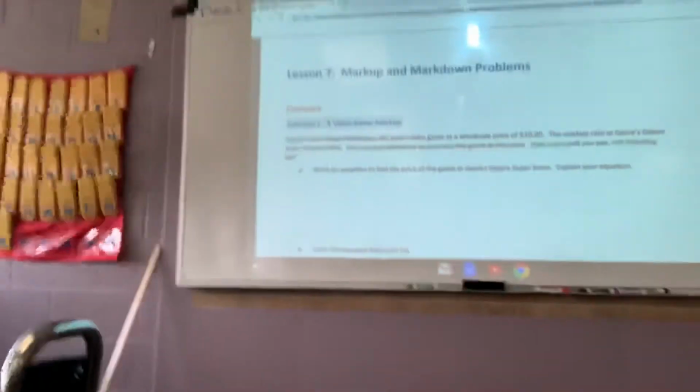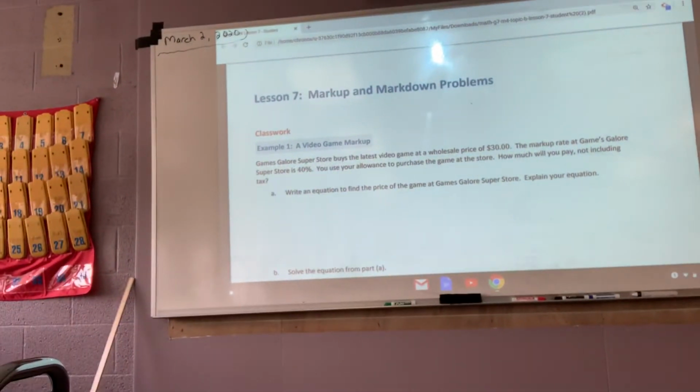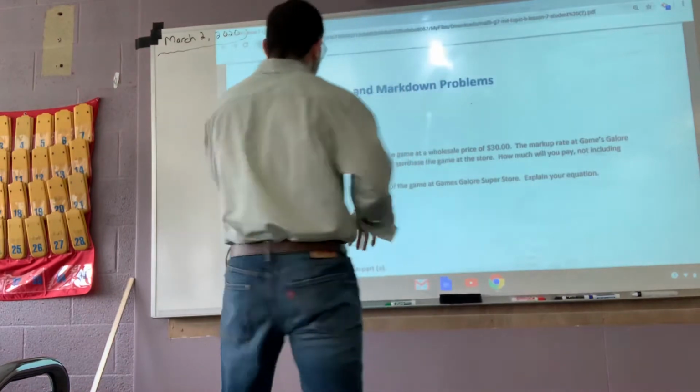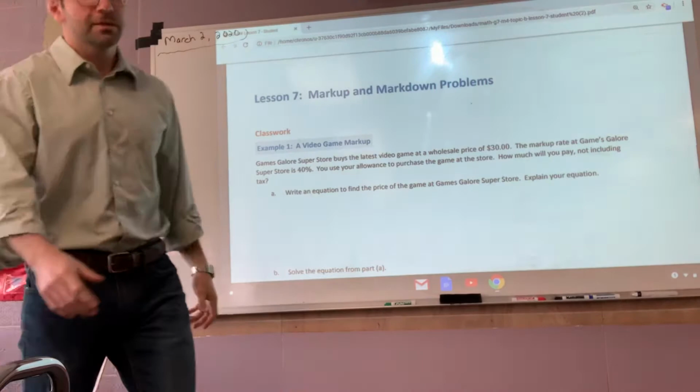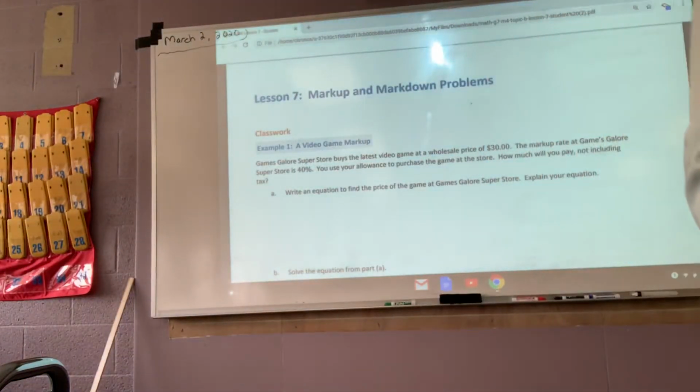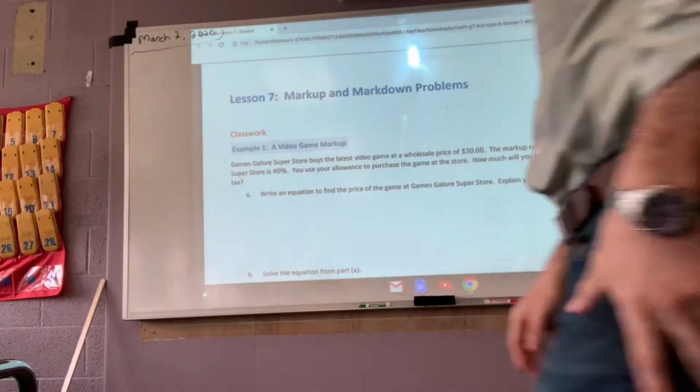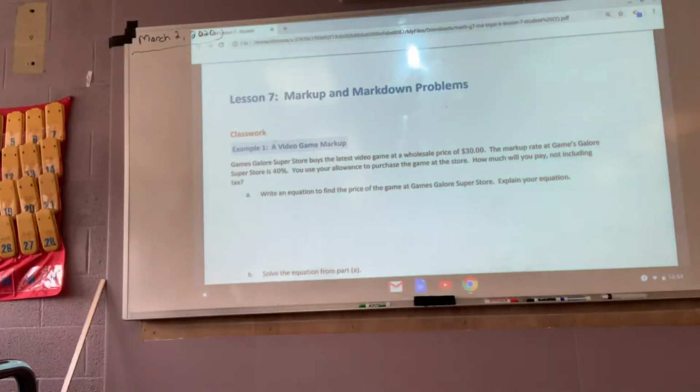So let me start this off by prefacing that you actually know how to do markup and markdown prices. We've done this by percent change, because markup is a change in price that is a percent increase. Markdown is a percent decrease. So most of you know how to do this, but I'm going to add a different twist to it because EngageNY wants to start to show you that these markups and markdowns are proportional relationships.